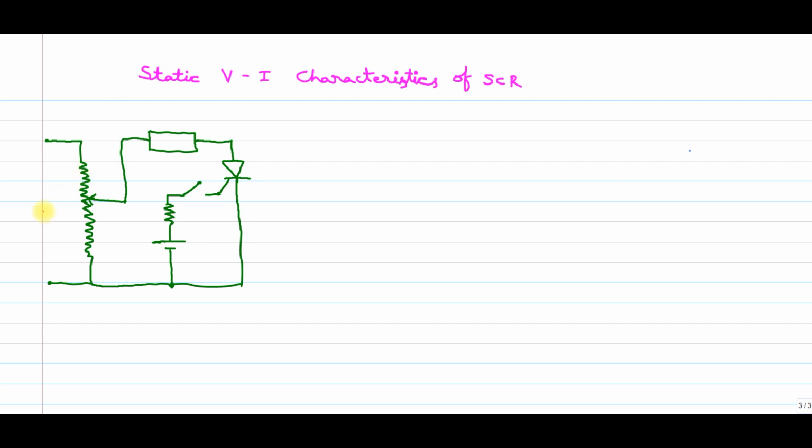I am giving the voltage E here, the DC voltage supply. And this is the load. This is the thyristor, so this is the anode and this is the cathode, and this is the gate. The voltage across this one is VA, the anode to cathode voltage. The current passing through this is IA.